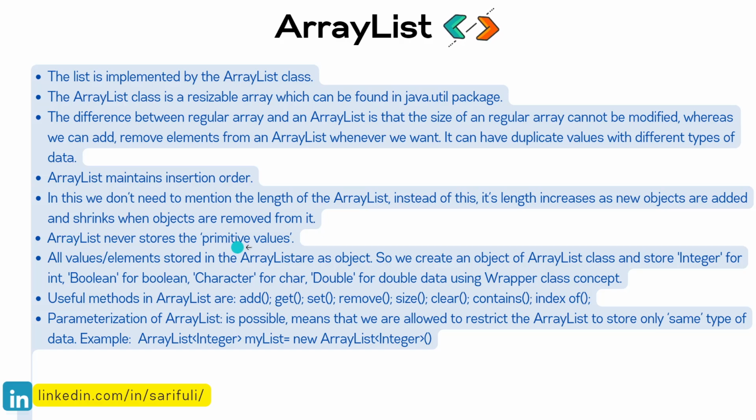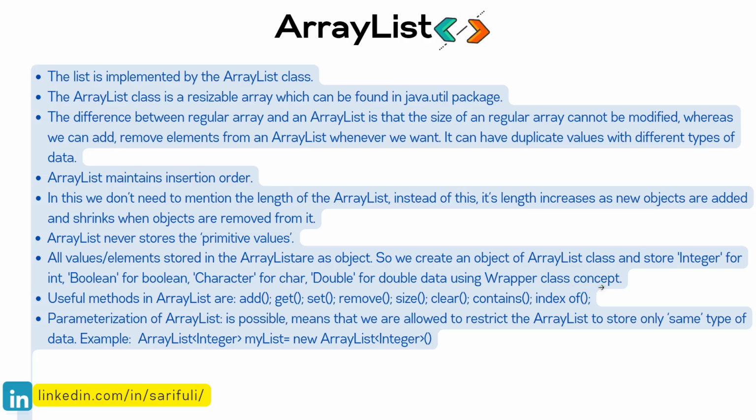ArrayList never stores primitive values. Rather, it stores values or elements as objects. It's a very important piece of information. What is a primitive value? It's like the regular int or string. But other than that, it stores your values or elements as objects. So we can create an object of the ArrayList class and store Integer for int values, Boolean for boolean, Character for char, Double for double data, using the wrapper class concept.